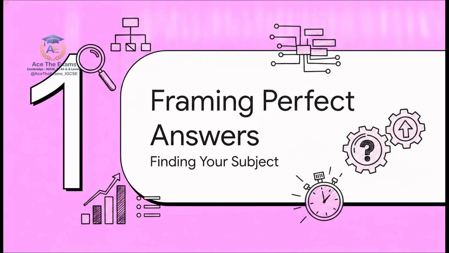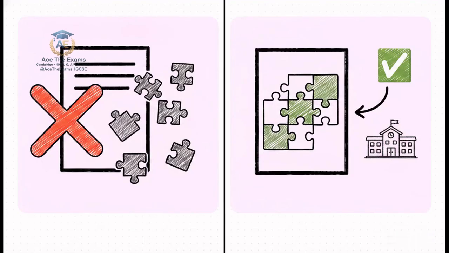Framing the perfect answer. Finding your subject. Finding your subject is all about decoding exactly what the command word and the scenario are actually demanding of you. Let's really break this down. Are you being asked to identify, to describe, to explain, or to evaluate? Because each of these requires a completely different focal length. If you start explaining when you're only supposed to identify, you are just burning precious time. And if you identify when you're supposed to evaluate, you are leaving massive marks on the table.